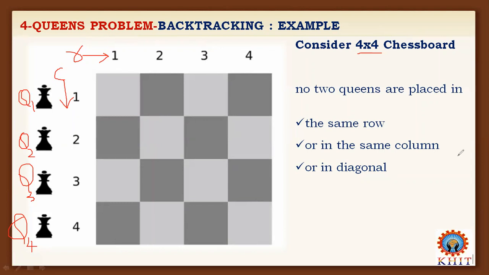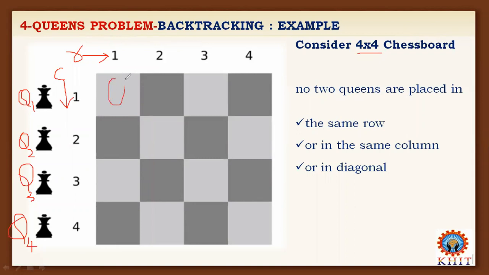So here the main objective of the 4 by 4 chessboard is that you arrange all 4 queens on the chessboard in such a way that no two queens are placed in the same row, same column, or same diagonal. That means you cannot place two queens in the same row, same column, and same diagonal.